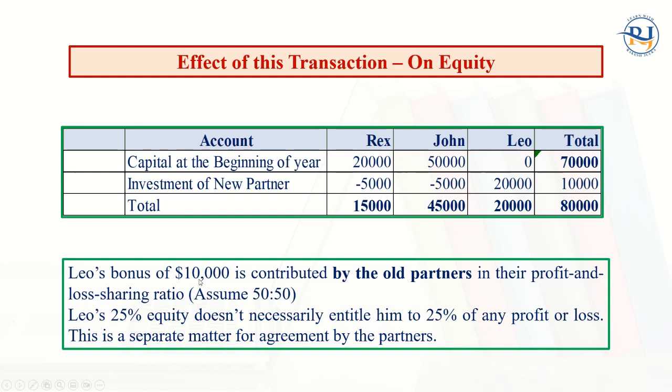So Leo's bonus of 10,000 is contributed by the old partners in the profit and loss sharing ratio, let's say 50-50. And Leo's 25% equity does not necessarily mean 25% of any profit or loss. This is a separate matter for agreement by the partners. It does not mean that with the 25% equity he has in the company, he will get 25% of the profit. No, the profit sharing is totally different, and the capital investment sharing is totally different.